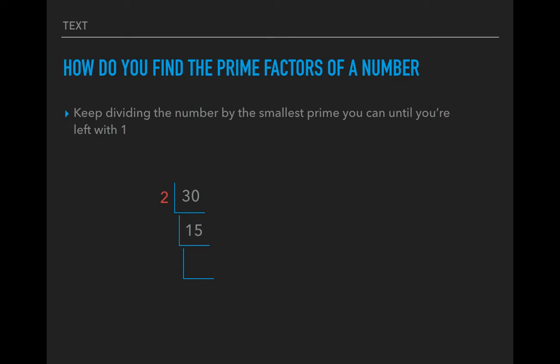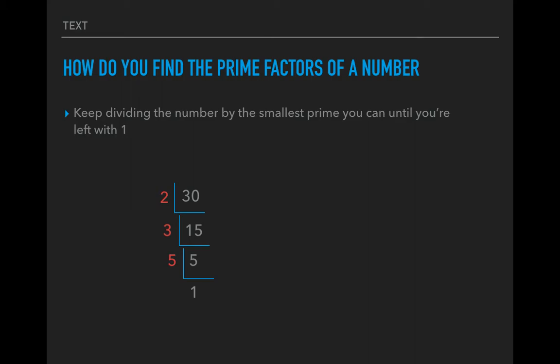Now we repeat that with 15. So what's the smallest prime number that will divide into 15? It's 3. When we do that, it gives us 5. And we repeat that now with the 5. So what's the smallest prime number that will divide into 5? It's actually just 5. And when we divide that in, we're left with a 1. Once we get the 1, that's where we stop.